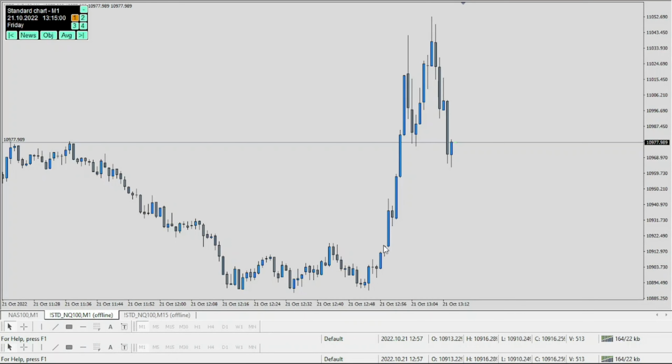Now, what is a fair value gap? A fair value gap is when we have, for example, 3 consecutive candles, and the high of the first candle does not meet with the low of the third candle. So you can see here the high of this candle did not meet with the low of this candle, right? And that space or gap there is what we call a fair value gap. Now, we don't just take any fair value gap that we see on the charts. We take some particular fair value gaps.